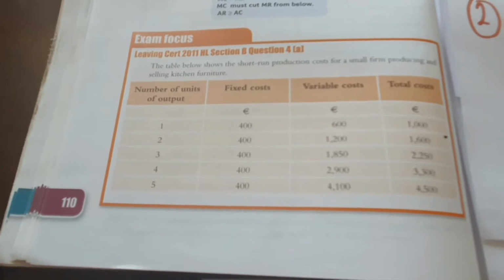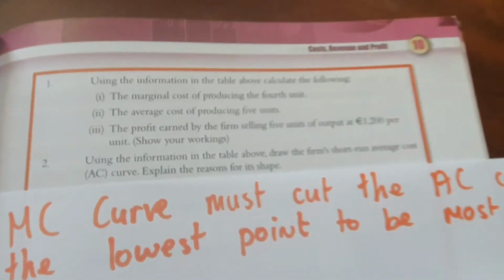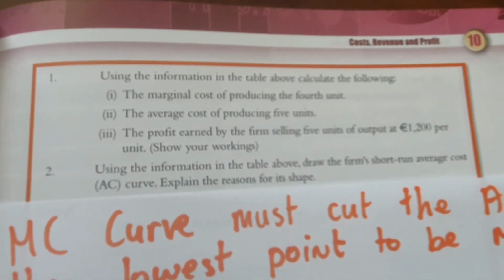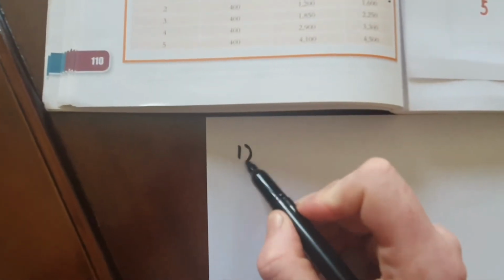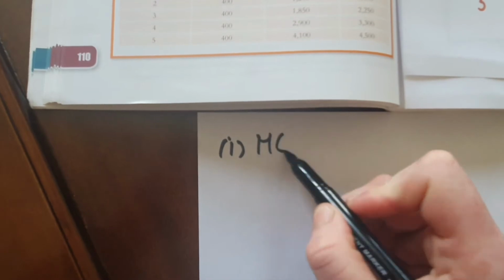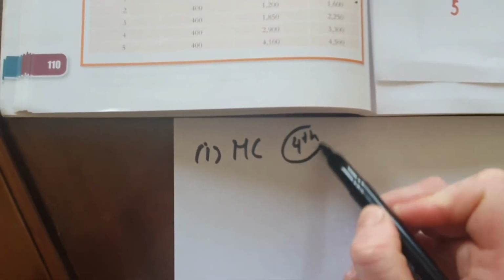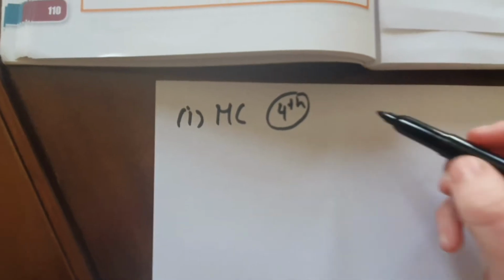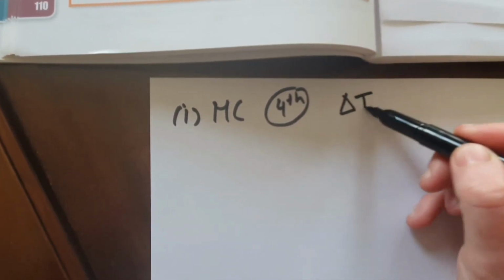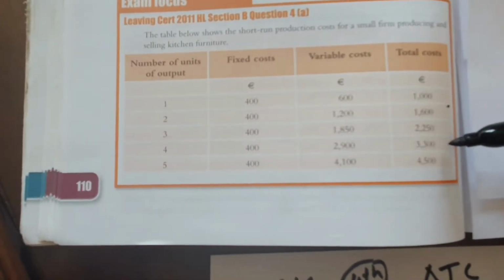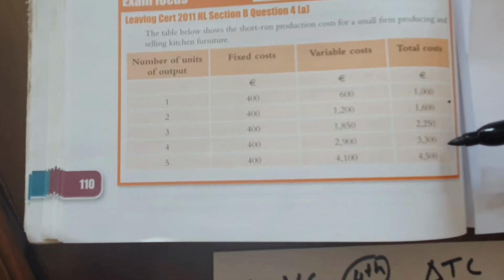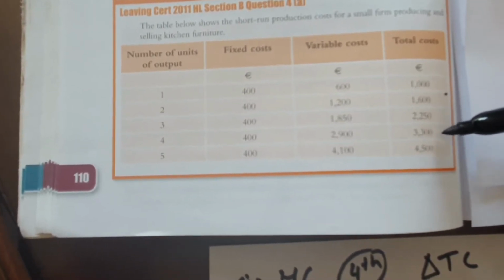So the first question that we were asked here, the questions are just up here, all right? So question 1, work out the marginal cost of producing the 4th unit. So we know that marginal cost is equal to the change in total cost. So what we need to do is go to total costs, go to where our 4th unit is here, and work out the difference between the 4th unit and the 3rd unit.